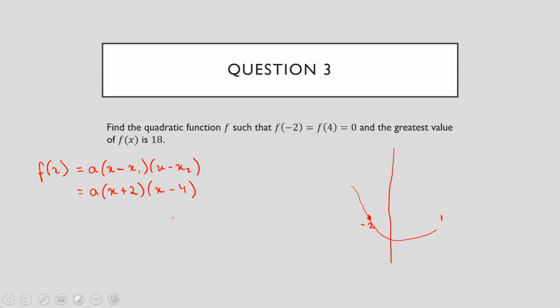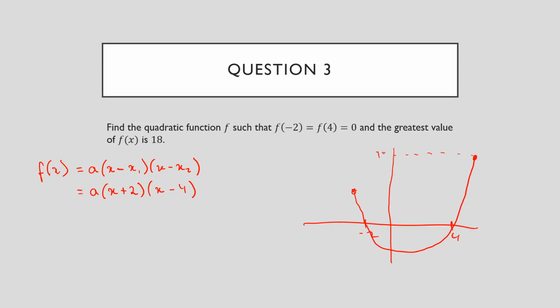Either your quadratic has endpoints, so it might look like that, and have an endpoint here, and the greatest value is 18. That could be one possibility. But in order for that to happen, your domain would have to be restricted. And it's got no information in the question about our domain being restricted. So I don't think it's going to be that.